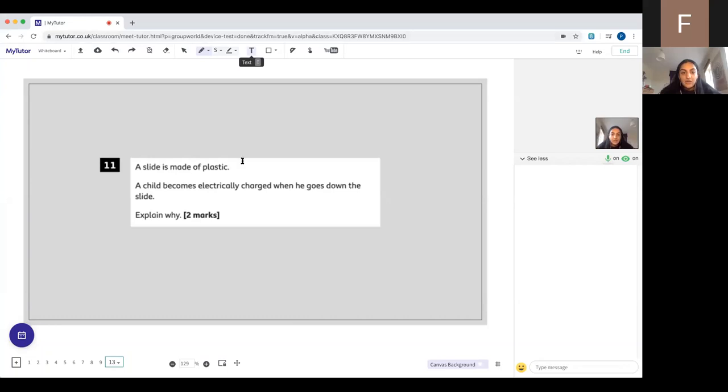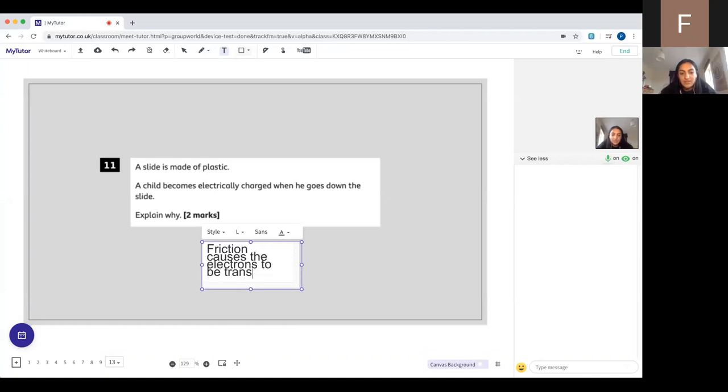Okay, so I'll write that down for those of you watching back. Friction causes the electrons to be transferred from one material to the other. Okay, so the key idea here is that there is friction and there is transfer of electrons. And that transfer of electrons means that the child becomes electrically charged.